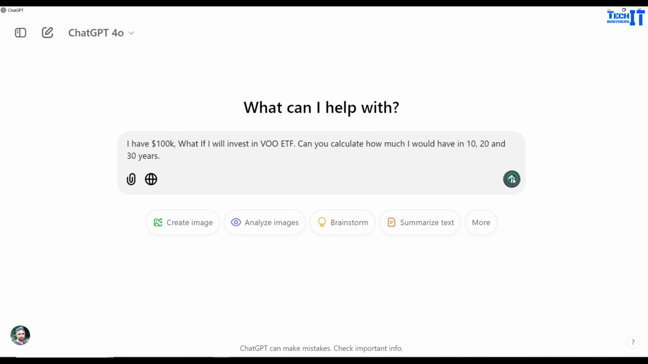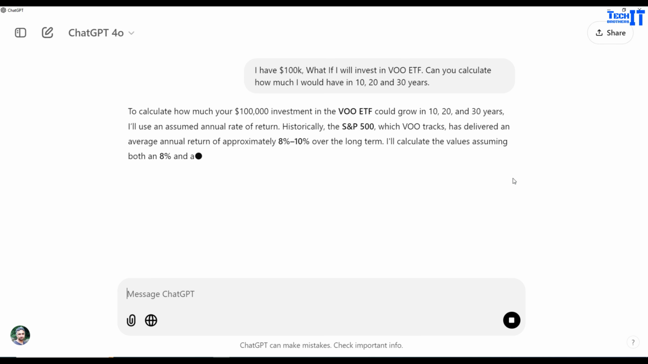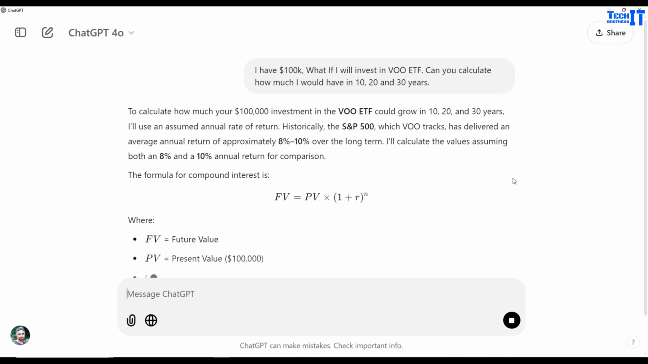Now we are going to hit enter. To let you know, if you did the same calculation by hand or with a calculator, with compound interest and all that, it would take you forever. So this is a really great tool to perform these analyses, to calculate how much your $100,000 invested in the VOO ETF will grow in 10, 20 and 30 years.